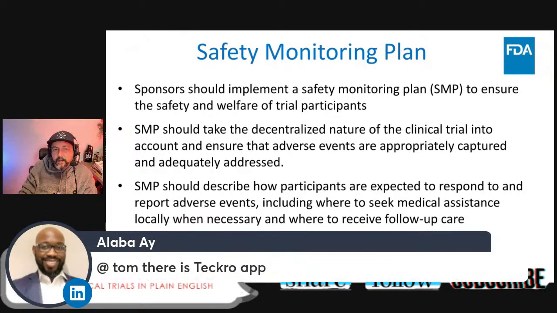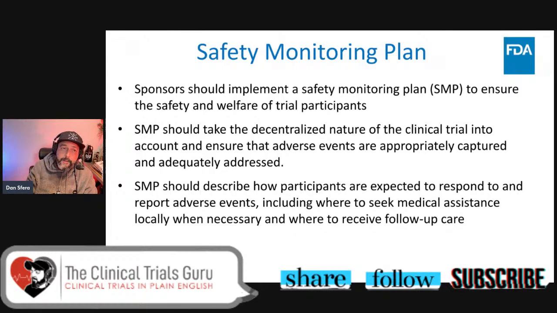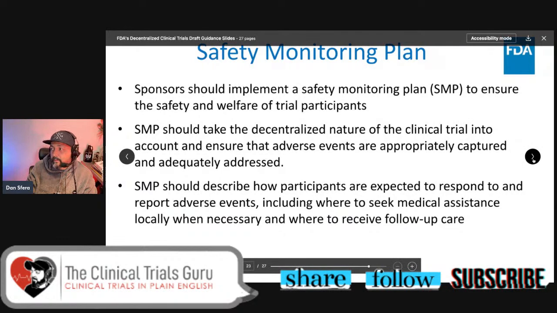Someone says there is a TechRo app. There could be all kinds of apps. There's already an app on everyone's phone called Text that everyone's familiar with.